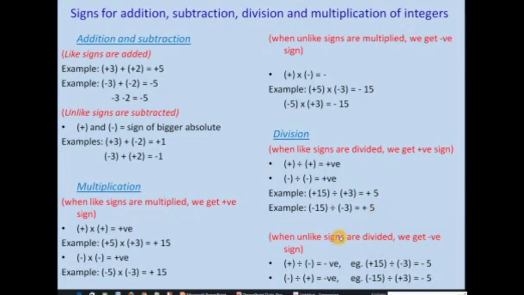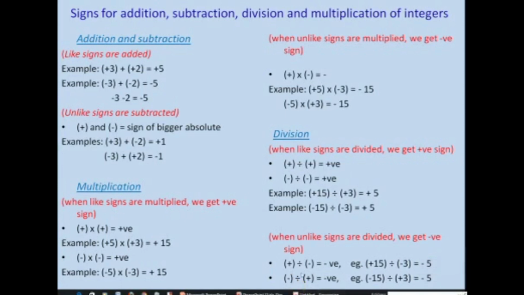When unlike signs are divided, we get a negative sign. That is, plus divided by minus, we get negative, minus. Example, plus 15 divided by minus 3. They are different signs, unlike signs. Plus and minus, unlike signs, we get minus 5.